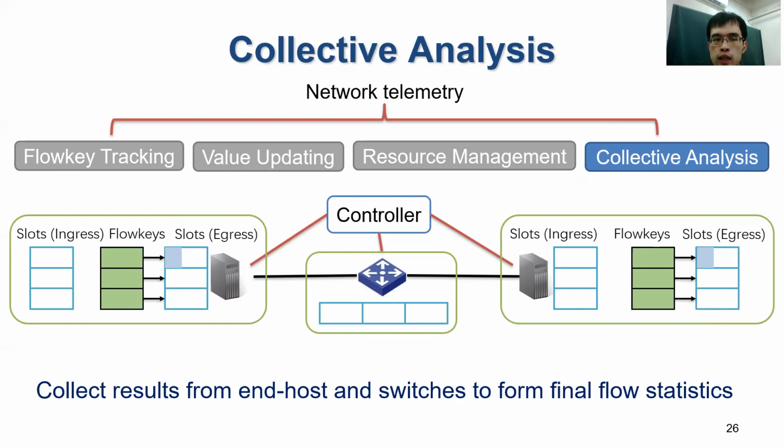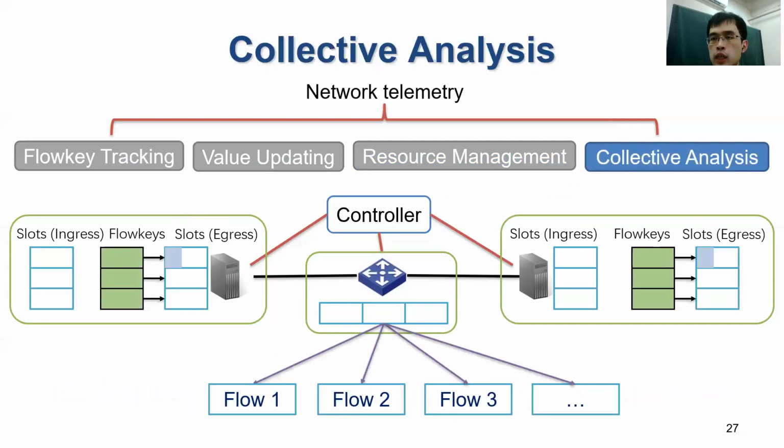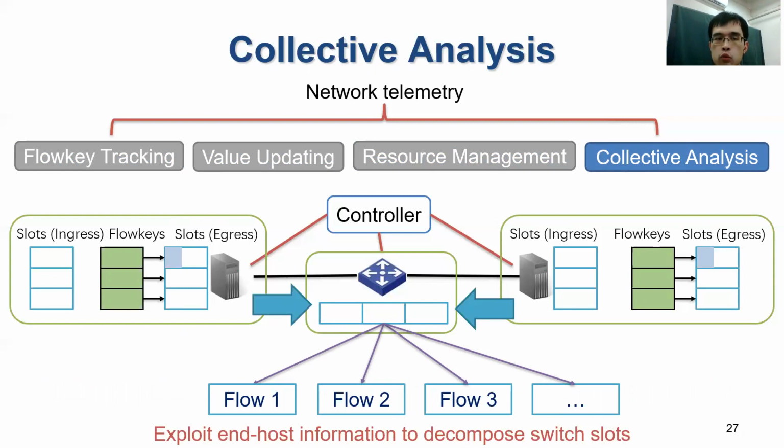Since the slots at the switches can be shared by multiple flows, to achieve full accuracy, collective analysis needs to restore flow values from the shared slots. Recall that in each end host, we have recorded flow keys and flow values with zero error. So our basic idea is to decompose the shared slots in switches with the aid of end host information.